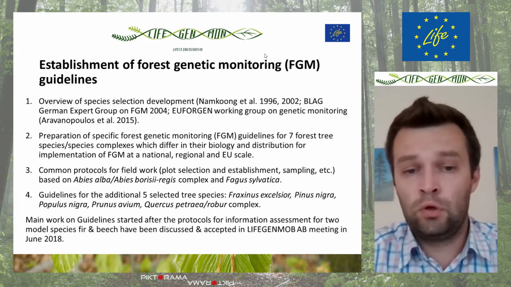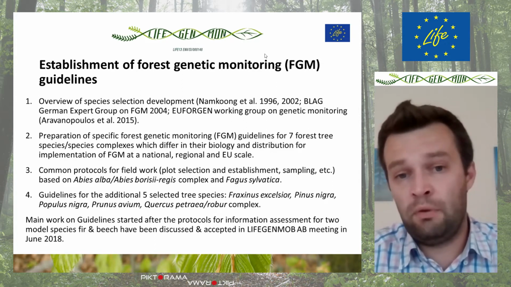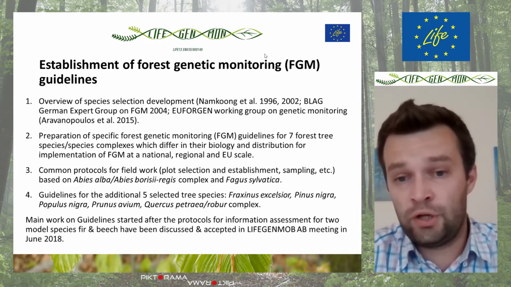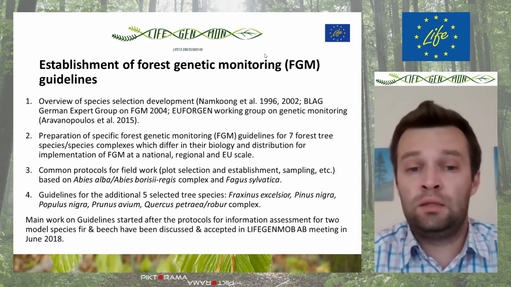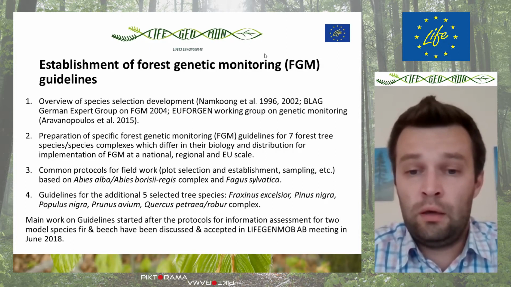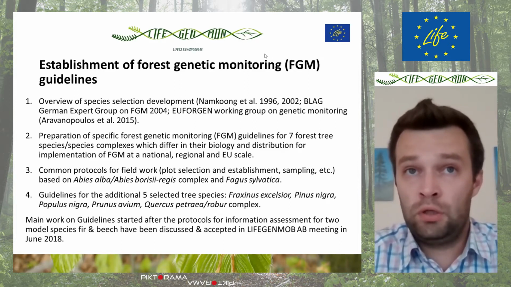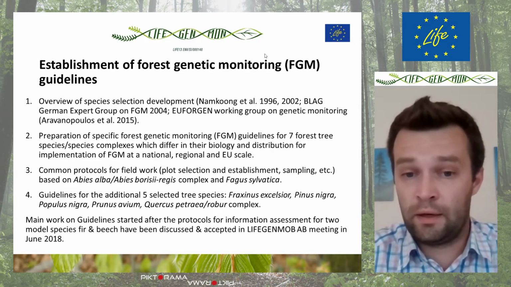For example, we will look a bit more in detail at the Abies alba verifiers and the FGM, forest genetic monitoring, plot selection of Populus nigra. So the main work on the guidelines started a bit later than the project. It started in 2018, and since then the first monitoring plots and first results were collected for Abies alba and Fagus sylvatica.